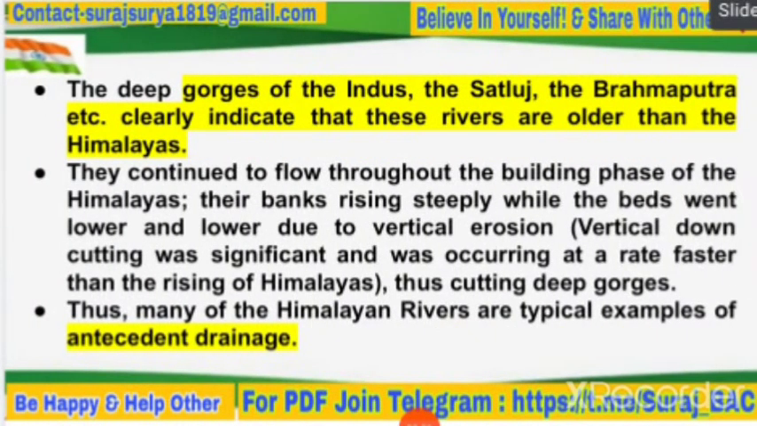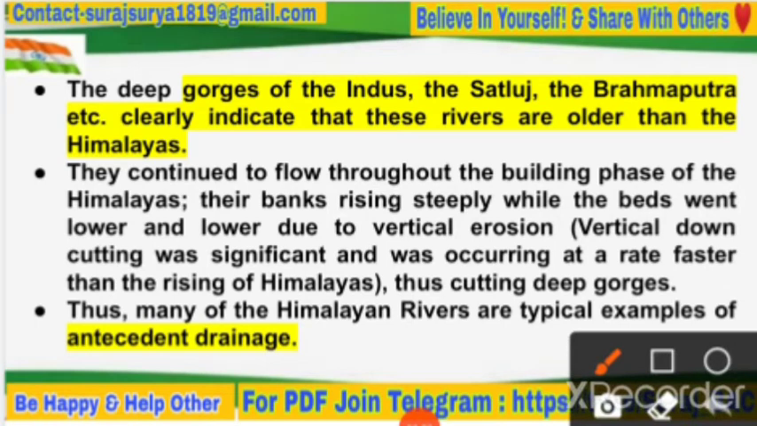Now let's have a look at some important points of the Himalayan rivers. As I stated earlier, the Himalayan rivers form deep gorges which have compaction and hard strata. Gorges of the Indus, the Sutlej and the Brahmaputra, and there are many other important rivers. If we talk about the Brahmaputra river or the Chenab river, these all rivers have deep gorges like Indus, Sutlej and Brahmaputra, which clearly indicate that these rivers are older than the Himalayas.